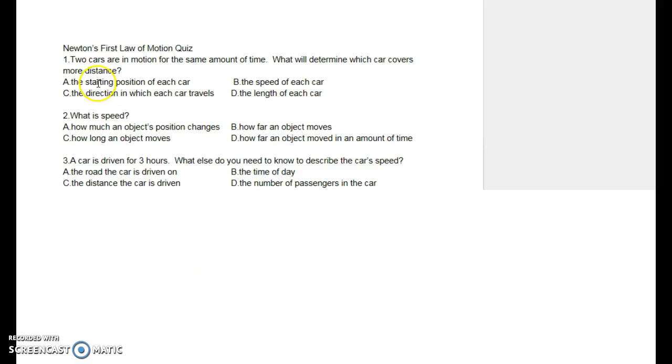Newton's first law of motion quiz. Number 1. Two cars are in motion for the same amount of time. What will determine which car covers more distance? A, the starting position of each car. B, the speed of each car. C, the direction in which each car travels. D, the length of each car.